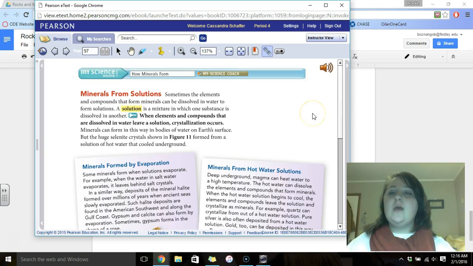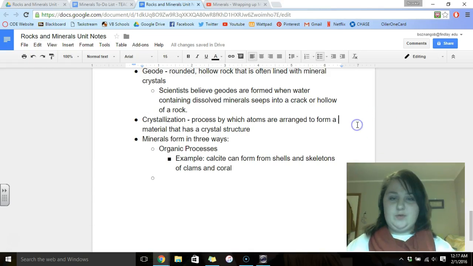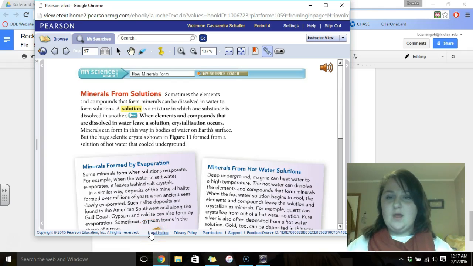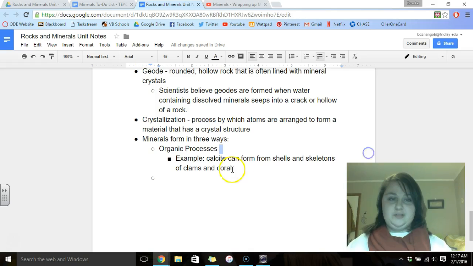Number 2, minerals from solutions. Sometimes the elements and compounds that form minerals can be dissolved in water to form solutions. A solution is a mixture in which one substance is dissolved into another. So let's put that in our notes real quick. Actually, let's hold on for 1 second. Let's finish. When elements and compounds that are dissolved in water leave a solution, crystallization occurs.